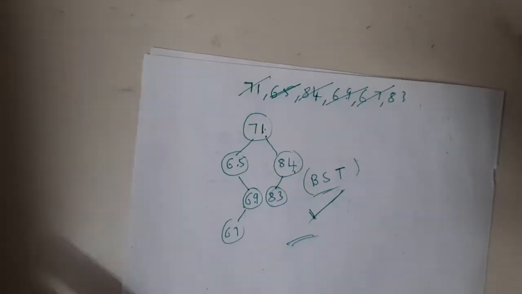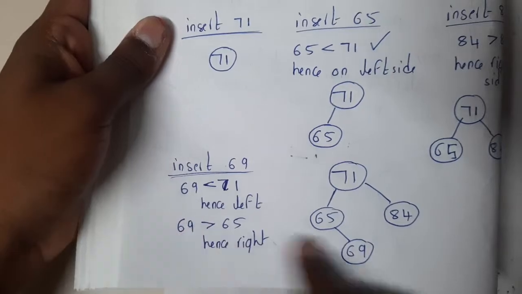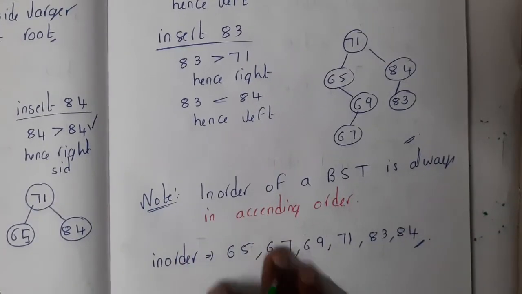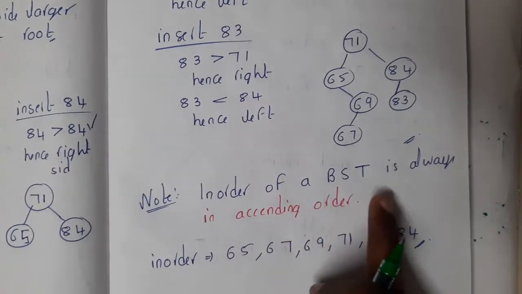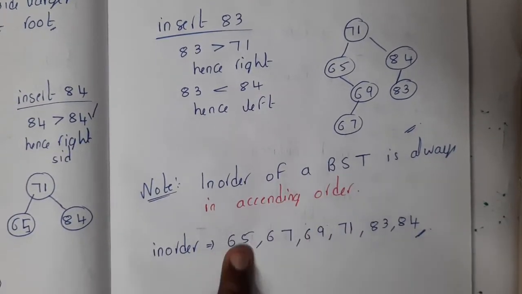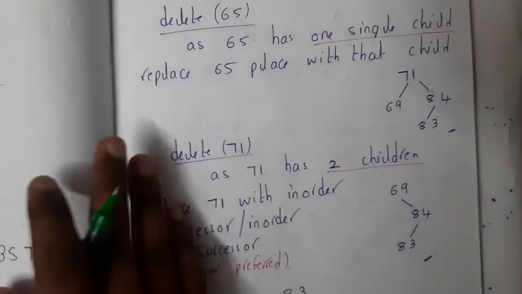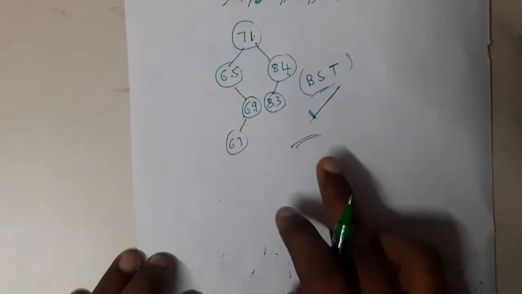Okay, I have written it step by step, guys, with exact comparisons. I have just written it in the book, so you can cross-check the book also, guys. The in-order traversal of a BST is always in ascending order. So 65, 67, 69, 71, 83, 84. Got it? Yes. So now your question will be, okay, now we got the tree, how will the searching be done?